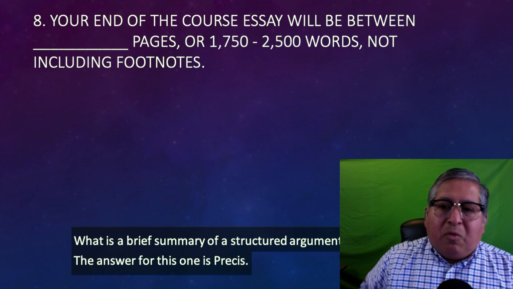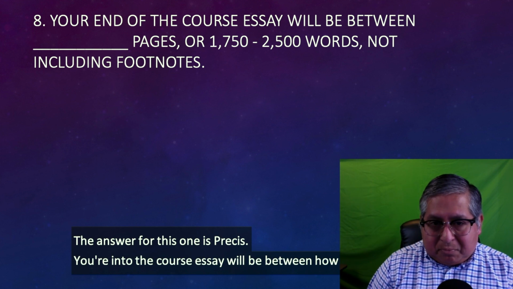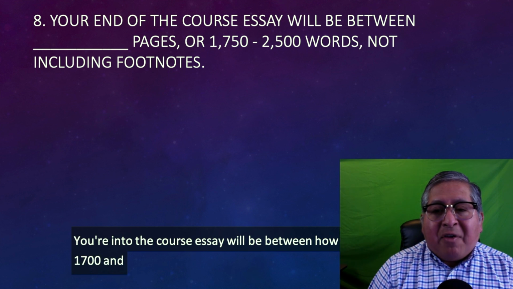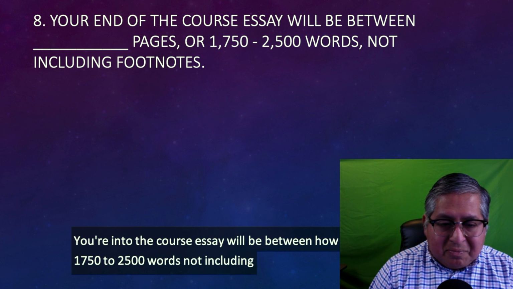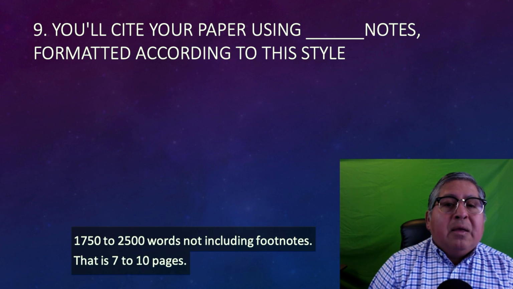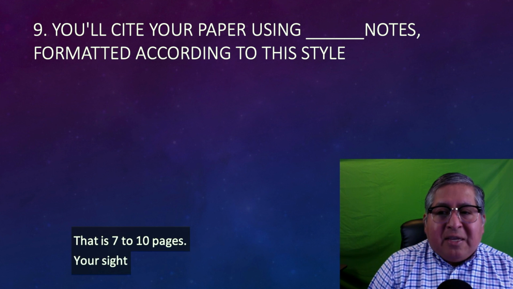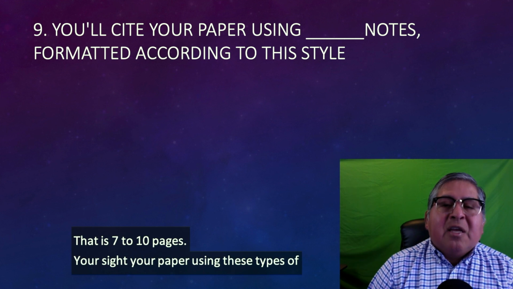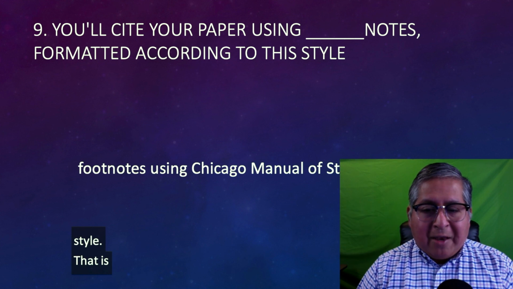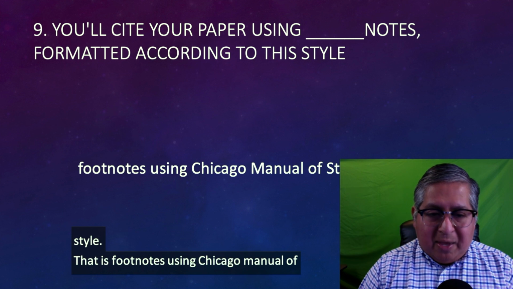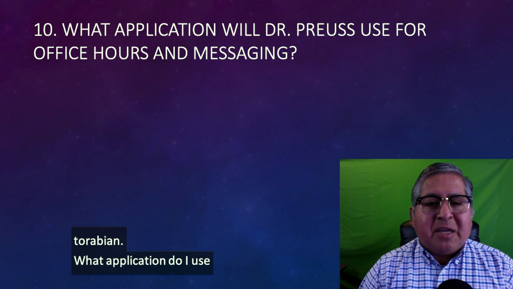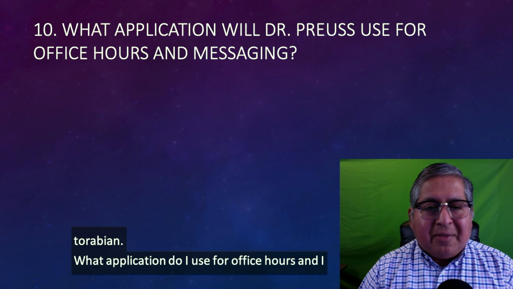Your end of the course essay will be between how many pages? Or, 1,750 to 2,500 words, not including footnotes. And that is 7 to 10 pages. You'll cite your paper using these types of notes according to this style. That is footnotes using Chicago Manual of Style, also known as Turabian. What application do I use for office hours and IM messaging? And that's Zoom.